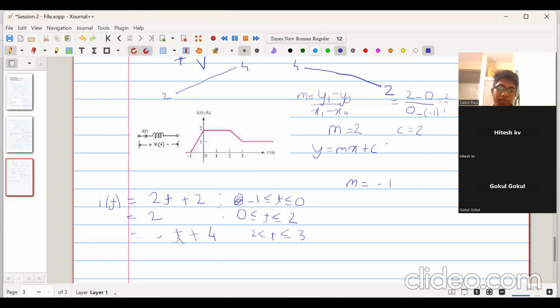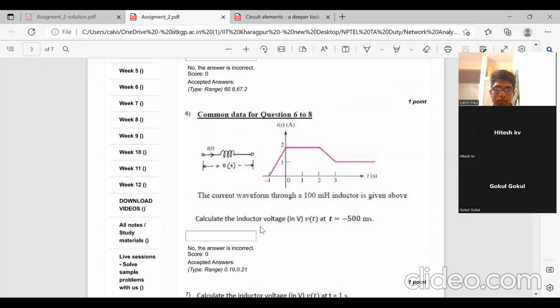Then from time t equal to 3 seconds onwards, the value is 1, for t greater than or equal to 3. So now we have found these equations for the inductor current. Now we will proceed further. We want to find the inductor voltage. Gokul, you have a doubt?